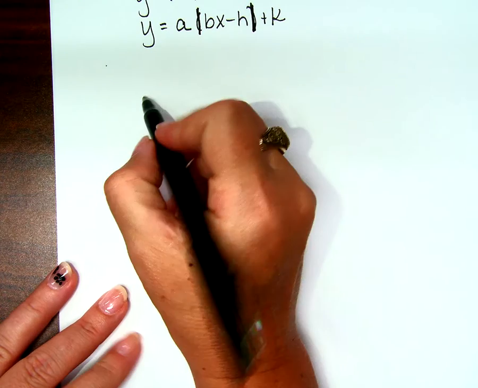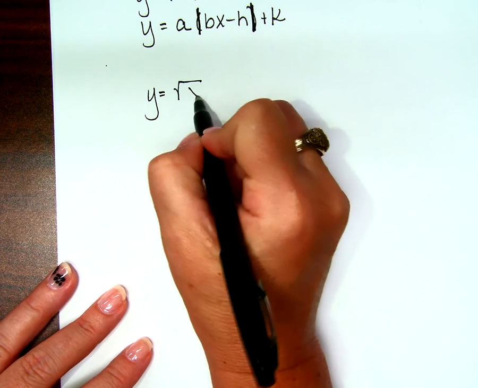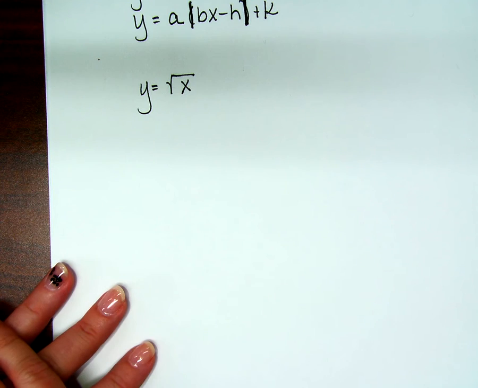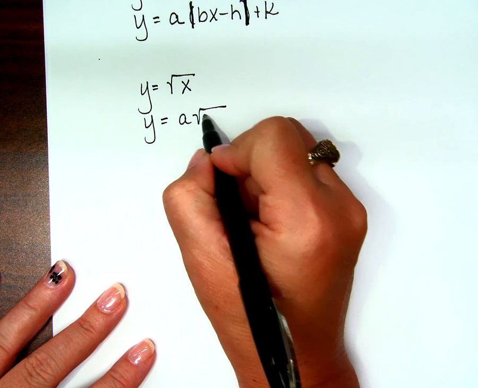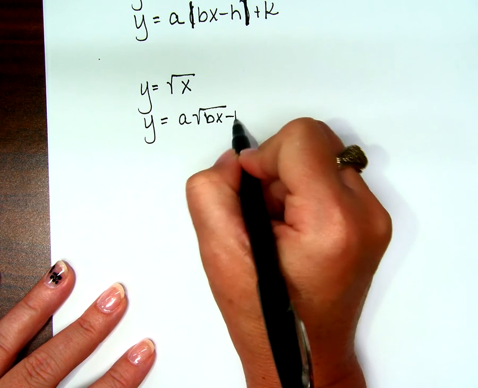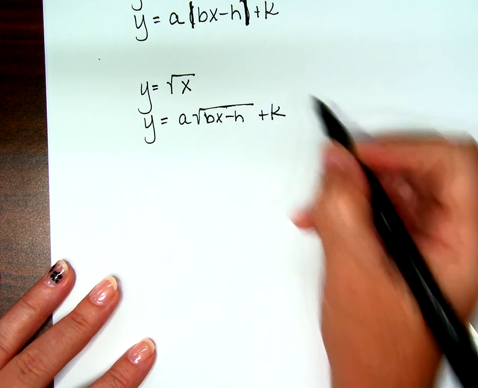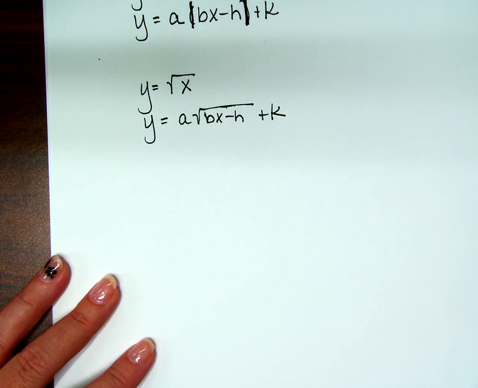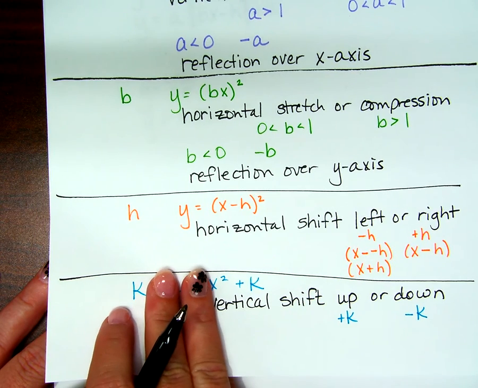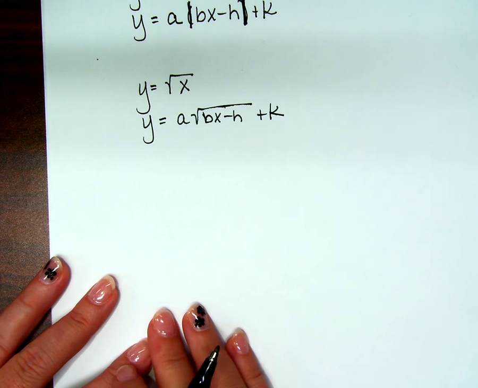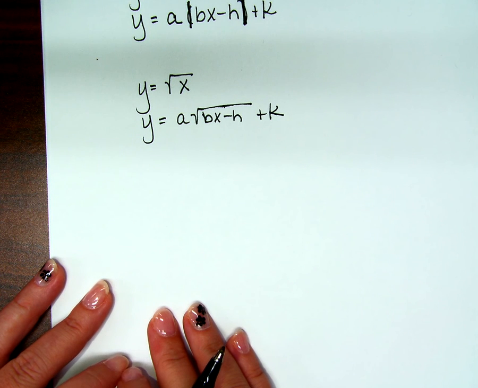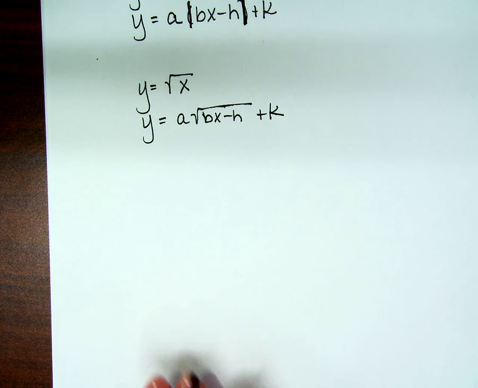What if I gave you this one? What kind of parent function is that? So what if I gave you this? Tell me about A, B, H, and K. Boom. Every parent function that we have, those are still the same rules for them. You understand that?